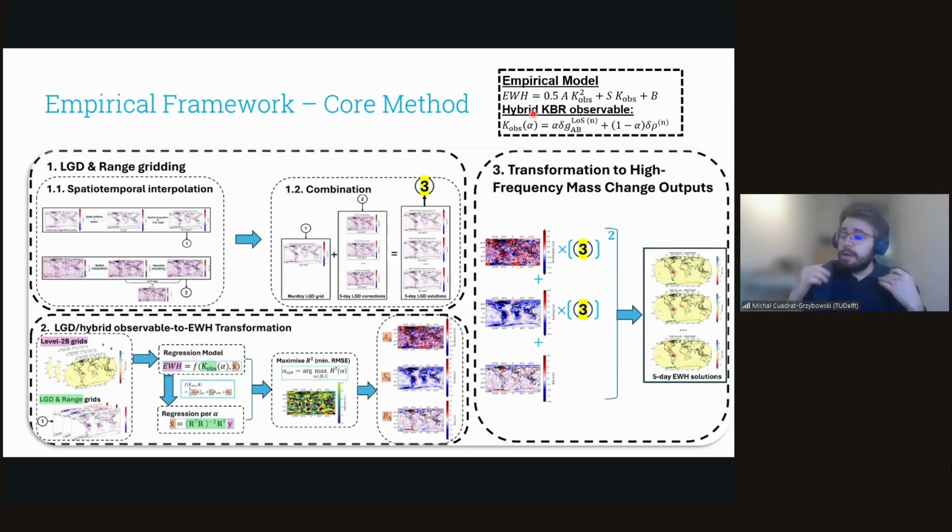The observable itself, we are taking it as a weighted average between the line-of-sight gravity differences and the range observables, because this combines both the frequency content that localizes nicely mass anomalies from LGDs, but also gives us a bit of a wider range to cancel out the lobes that these LGDs contain.